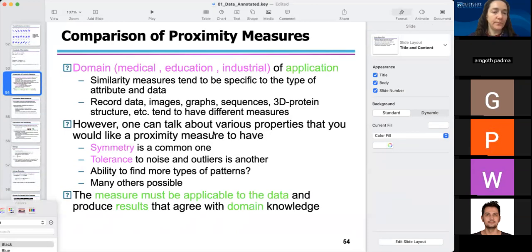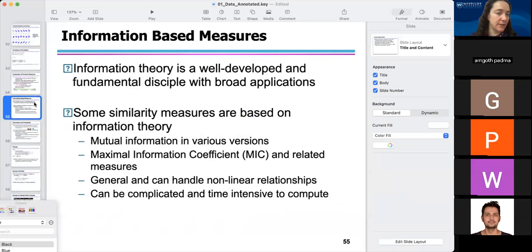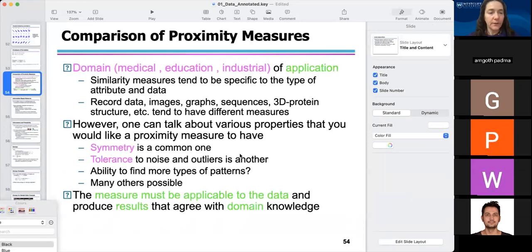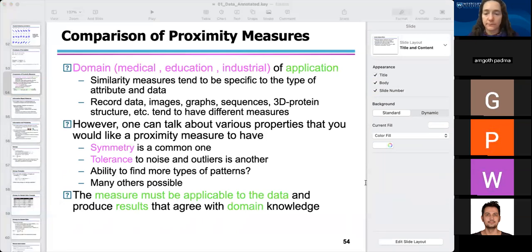Okay, so we will go up to slide 54 today. And the next time we will continue with information-based measures, such as the entropy.